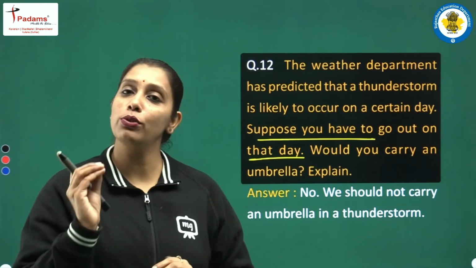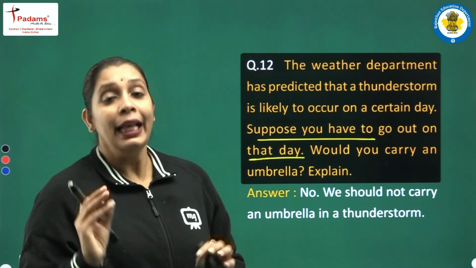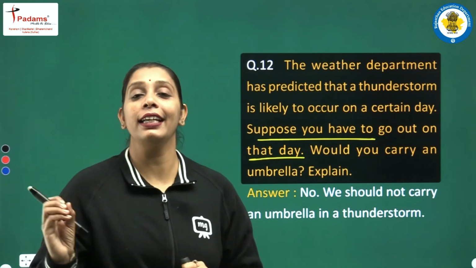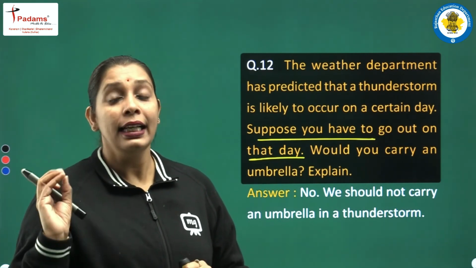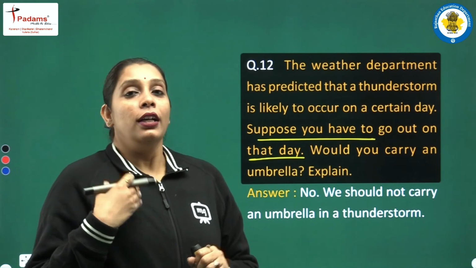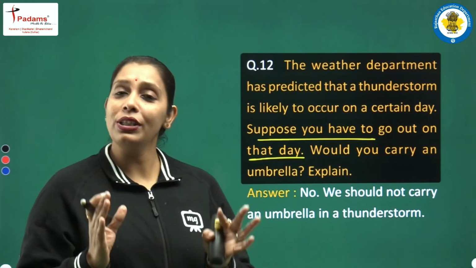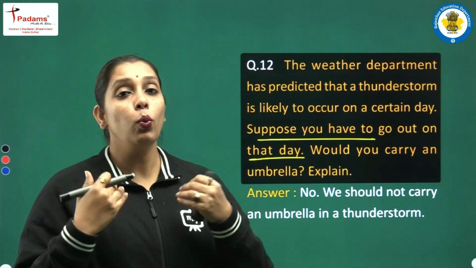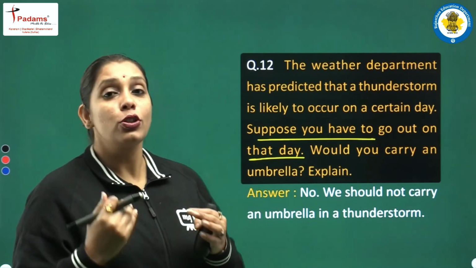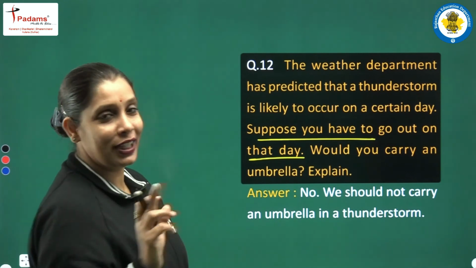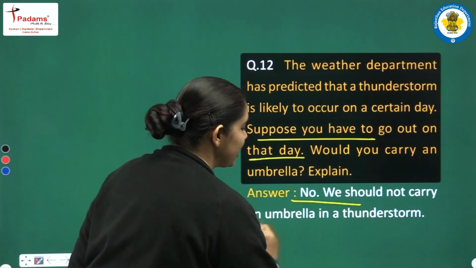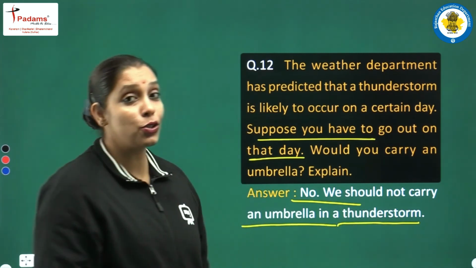We should not go out. But if the circumstances are such that you have to go outside, then students, if it is asking me, my answer is no, I will not carry an umbrella with me. Clear everybody? Why? You know very well. Students, no, we should not carry an umbrella in a thunderstorm.